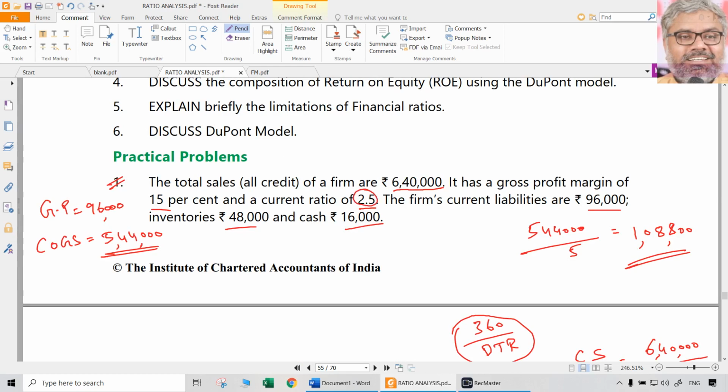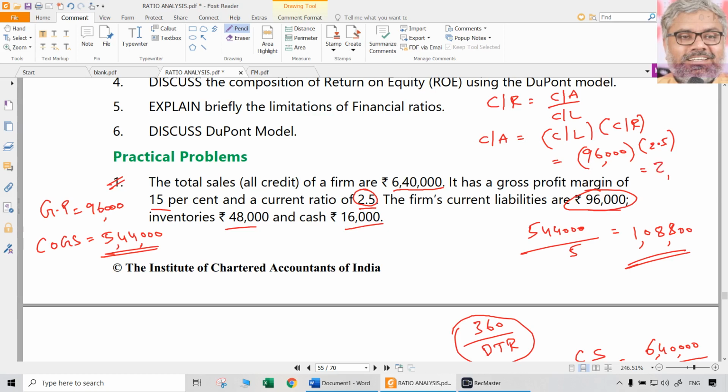Current ratio 2.5. Current liabilities 96,000. What is the formula for current ratio? Current ratio is equal to current assets divided by current liabilities. That means current assets will be current liabilities multiplied with current ratio automatically. Current liabilities are given 96,000 rupees multiplied with the current ratio of 2.5 times. How much will be current assets first of all? 96,000 into 2.5, that will be 2,40,000. That is current assets.